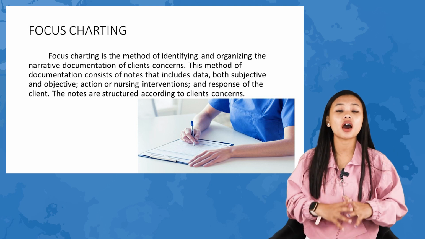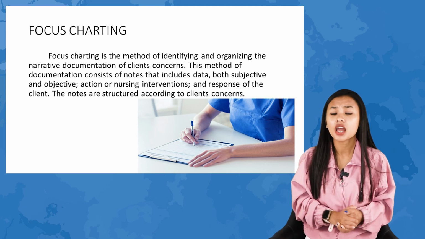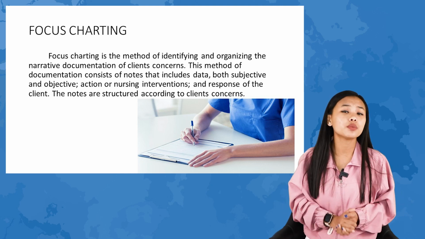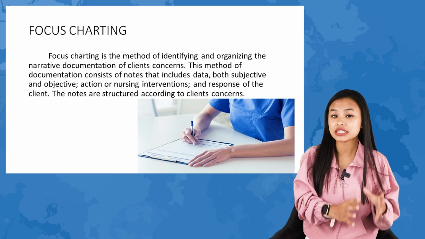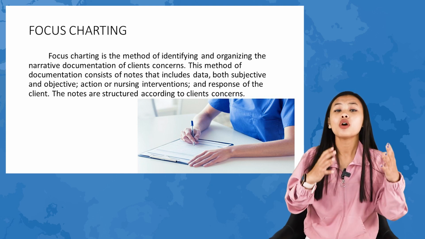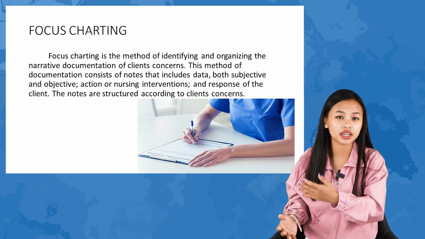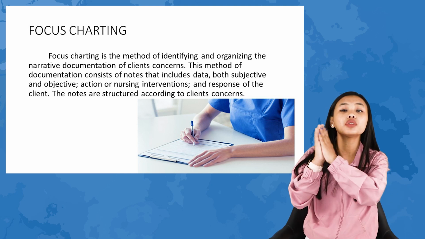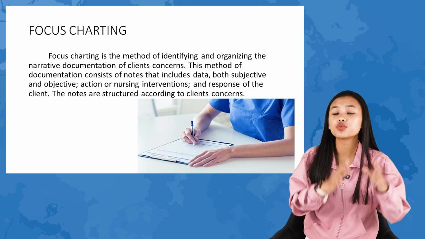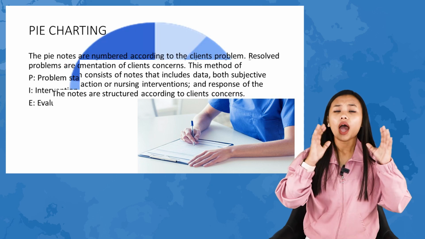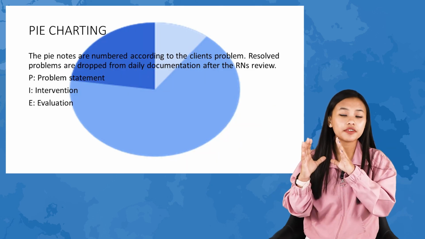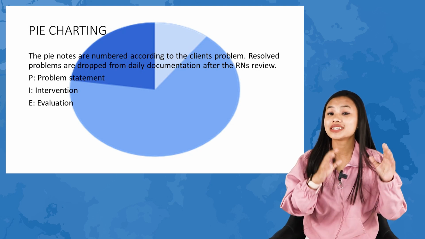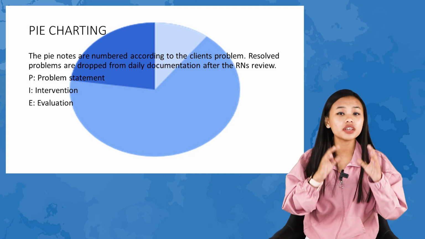So here what happens is that after we have stated the whole problem of the client, and the registered nurses have reviewed the condition of the client, when we find out that some of the problems which were listed have already been resolved, then we will be redocumenting it, and dropping out those problems which have been resolved, and will only be documenting the problems which are still present in the client. And also PIE is an abbreviation whereby P stands for the problem statement, the I stands for the intervention, and the E stands for the evaluation.